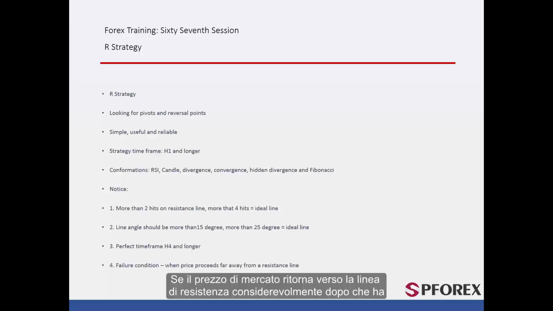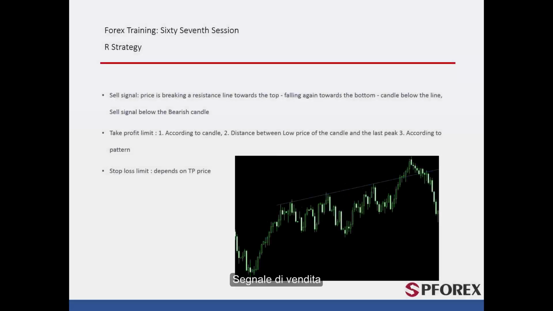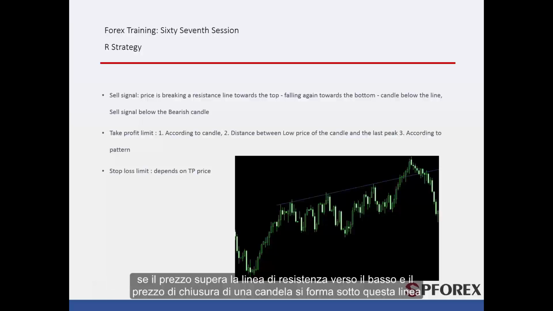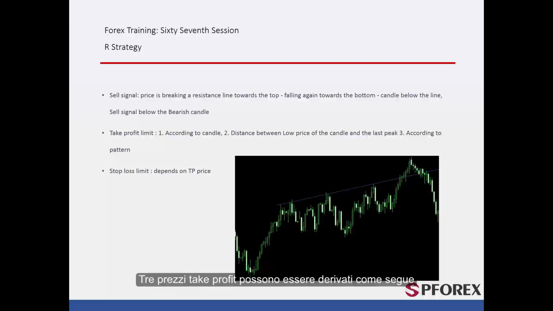If the market price returns towards the resistance line considerably after it has crossed a given resistance line, then the R strategy would become ineffective. Sell signal. When a price crosses the resistance line towards the top, with complete candles over the resistance line, and then returns to it, if price passes the resistance line towards the bottom and the close price of a candle forms under this line, then a sell signal would be generated after price goes lower than the low price of that candle. 3 take profit prices can be derived as follows.